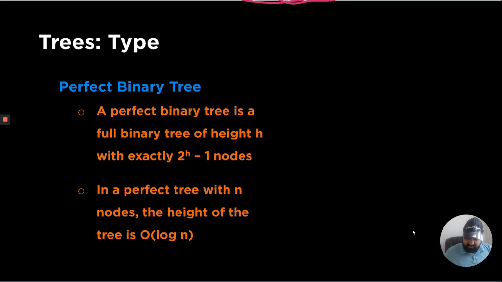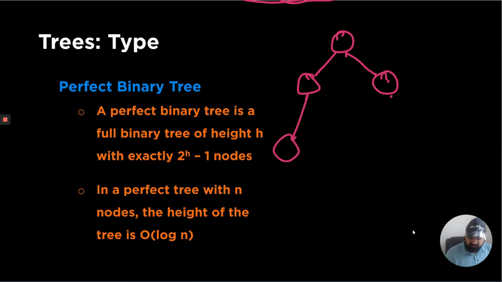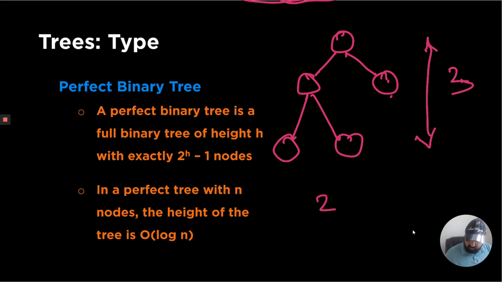The next one is the perfect binary tree. A perfect binary tree is a full binary tree of height h with exactly 2 to the power h minus 1 nodes. So you can only have a perfect binary tree if it is filled up to the last level, which means you cannot have zero children in this case. If you have something like this and the height is 3, the number of nodes will be 2 to the power 3 minus 1, which is 7. So this is not a perfect binary tree. To make it perfect, you need to have 7 nodes.